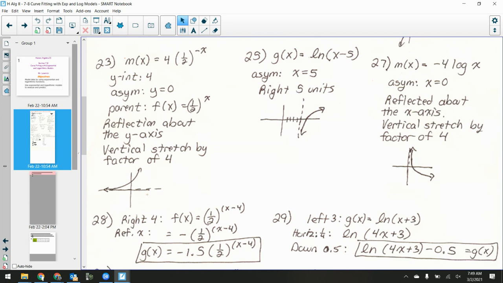The only time a logarithmic asymptote is going to move is if you shift it left or right, because that was originally the y-axis, x equals 0. So it's going to shift left or right. Notice here, like number 25, that's a shift of right 5. And it's a logarithm, so shifting left or right will actually move it.